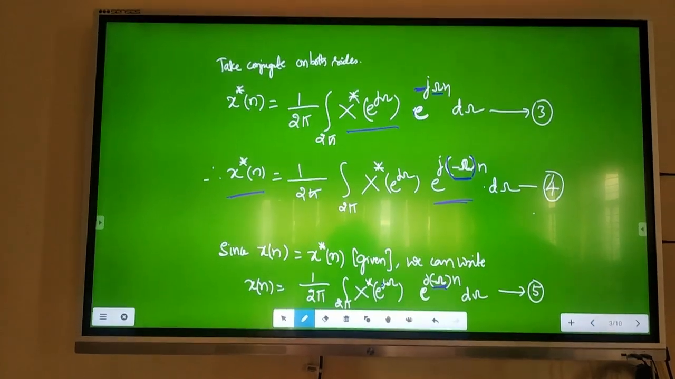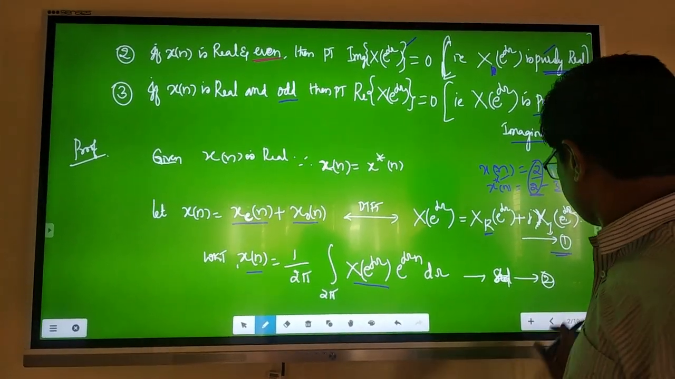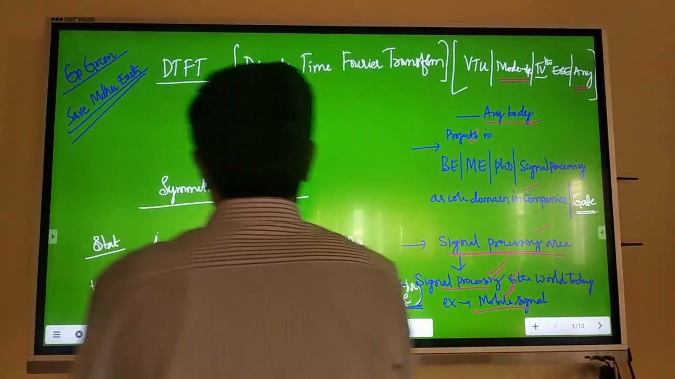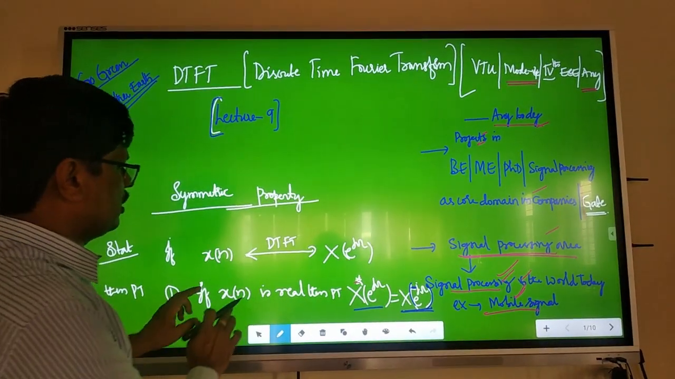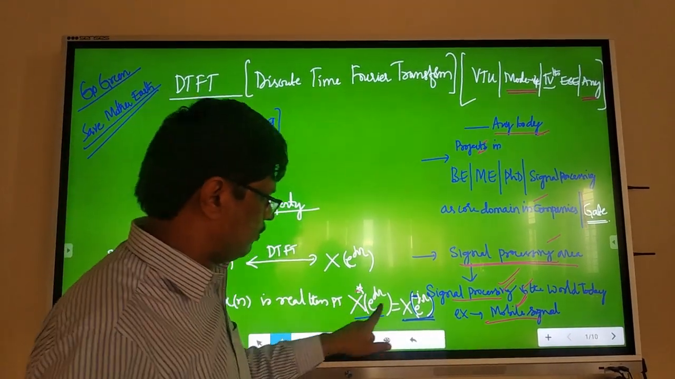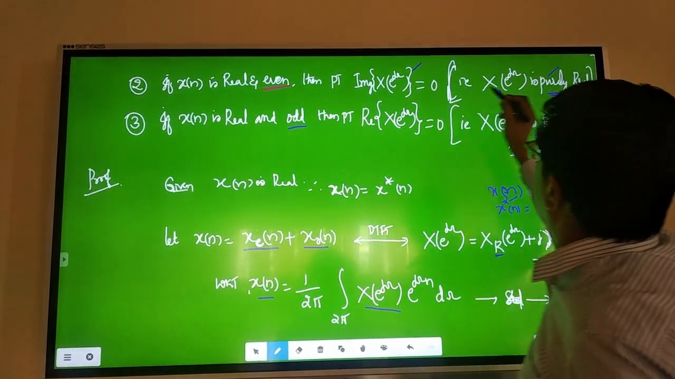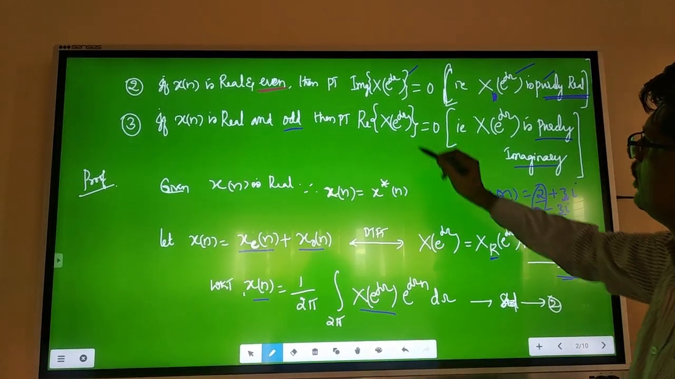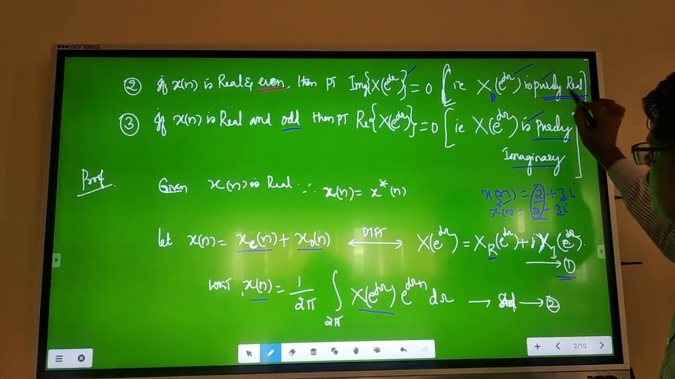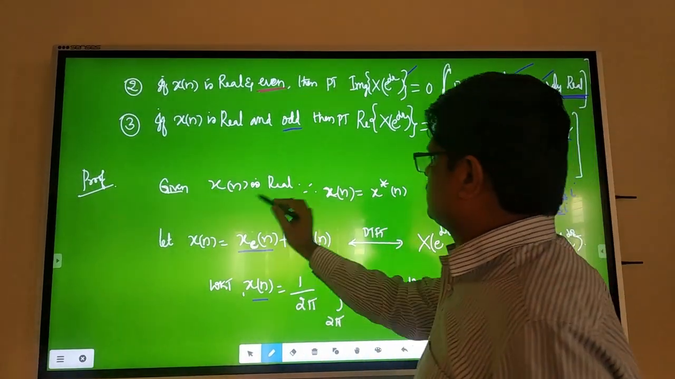Let me quickly repeat within 3-4 lines. What is that? For example, this is the statement. DTFT of x of n is this. If x of n is real, then prove that X star of e power j omega is X of e power minus j omega. If it is real and even, then there are only purely real terms. If real and odd, only imaginary terms exist. Then prove.